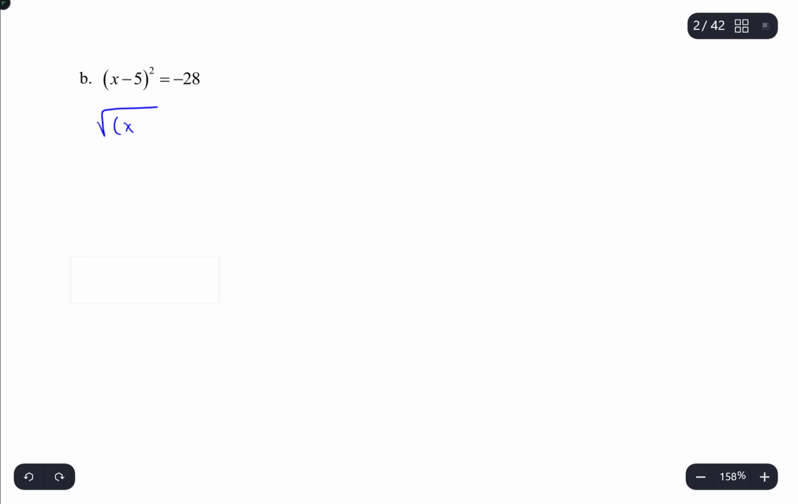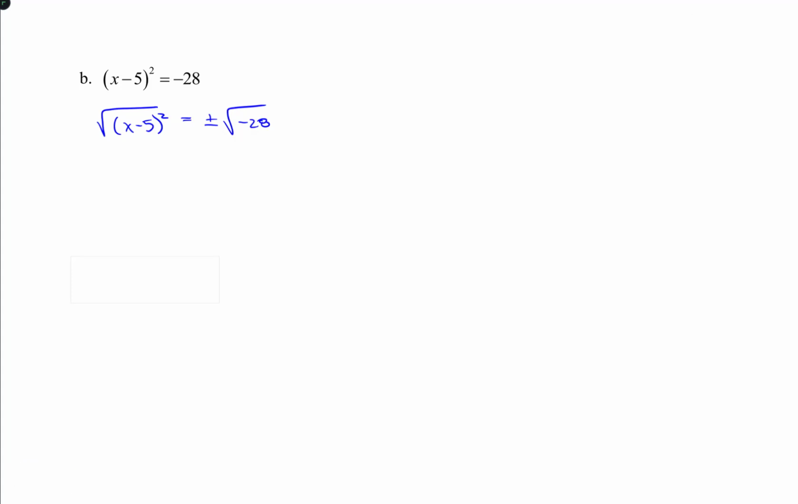Next up, we have x minus 5 quantity squared equals negative 28. Now, in this case right here, if I apply the square root property, then effectively my first step is to take the square root of both sides of this equation and consider the positive or negative case on the constant. All right, so the square and the square root cancel, leaving me with just x minus 5 and the square root of negative 28.